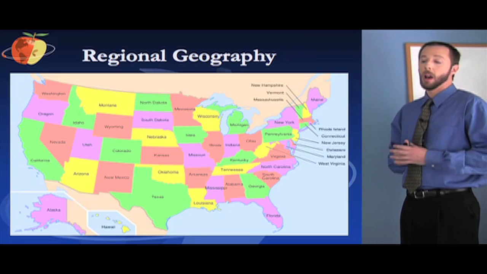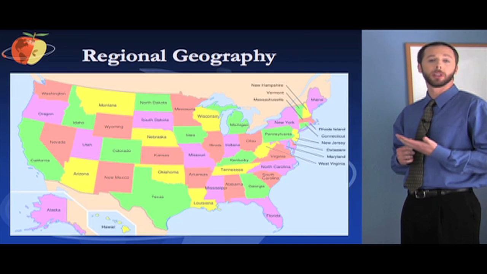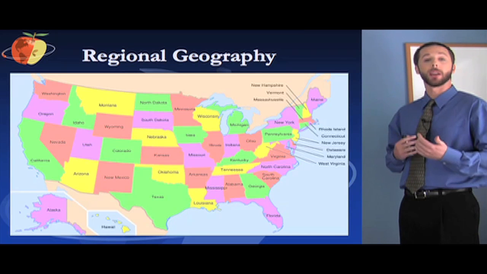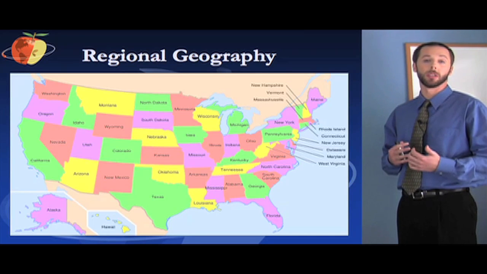Now let's talk about regional geography and focus a little bit more on the geographic features of the United States. First, let's look at a political map of the United States. You can see that here. On the exam, you may be asked general questions about the locations of states.